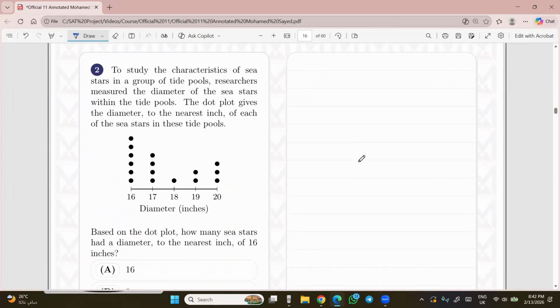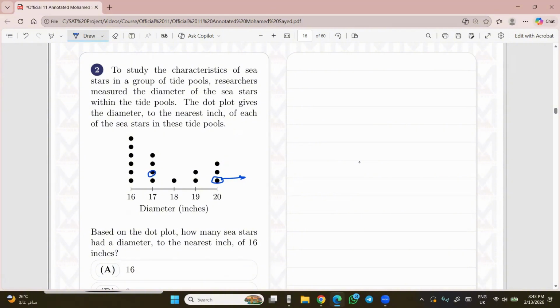Question number 2. To study the characteristics of sea stars in a group of tide pools, researchers measured the diameter of the sea stars within the tide pools. The dot plot gives the diameter to the nearest inch of each of the sea stars in those tide pools. So you need to understand the dot plot here. Every point of these is a star. For example, if you consider this one, this is one of the sea stars, which is 20 inches. Let's say that the width of it, the measure of the diameter, is 20 inches.